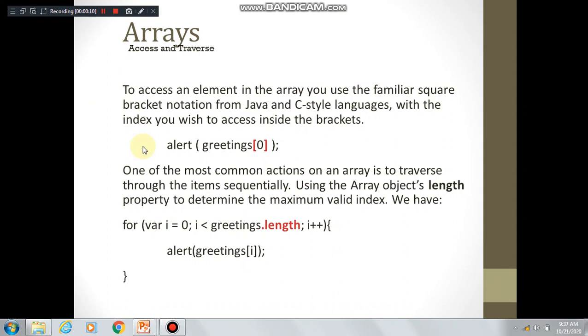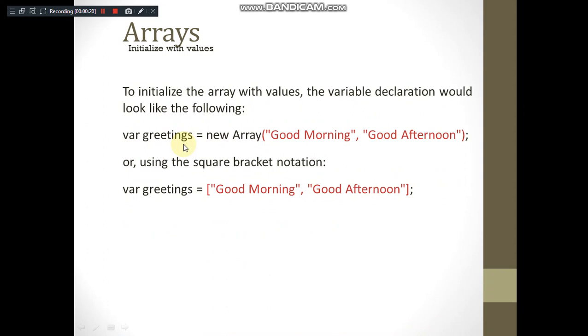Let us continue with the array object in this particular lecture. In the last class we have seen how to create the array object by using two ways. One is by using the constructor with the new keyword, or else by using the square bracket, similar to the C syntax.